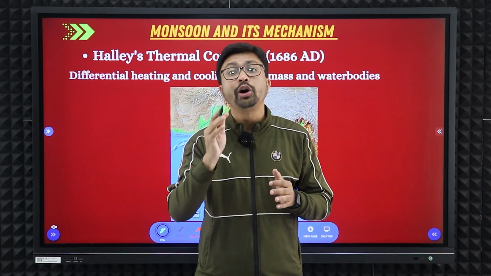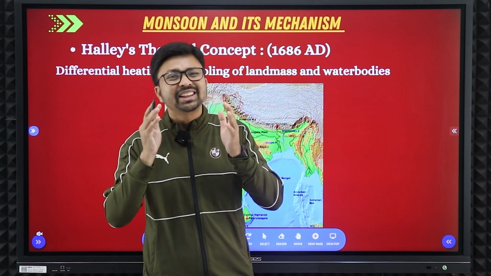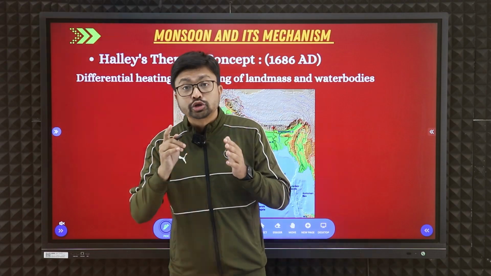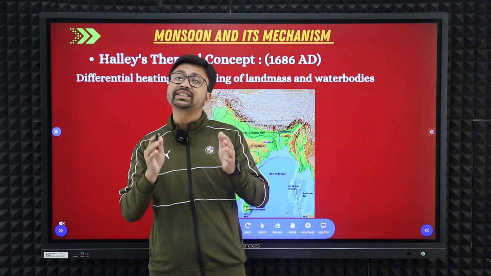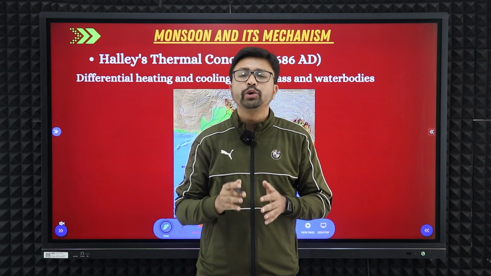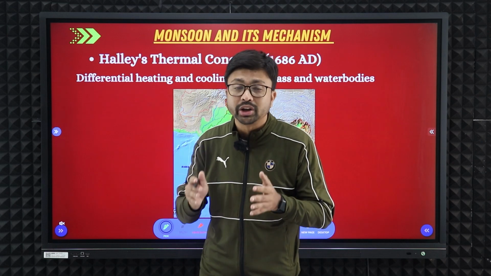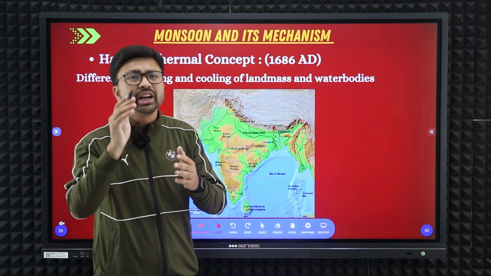First of all, you need to know what is monsoon. Monsoon means the wind which changes its direction as per the seasons. So why does it change its direction as per the season? That only we need to discuss here. Those are the mechanism of monsoon theory. So basically, here you need to learn only three theories.